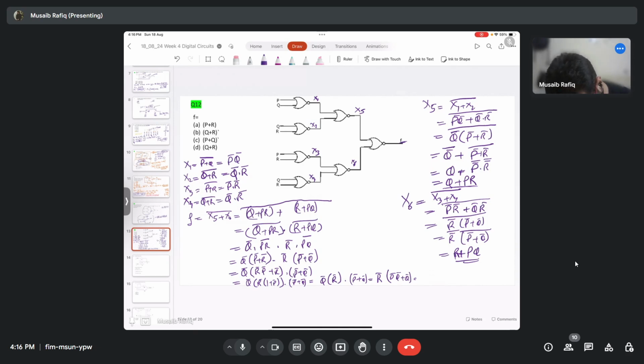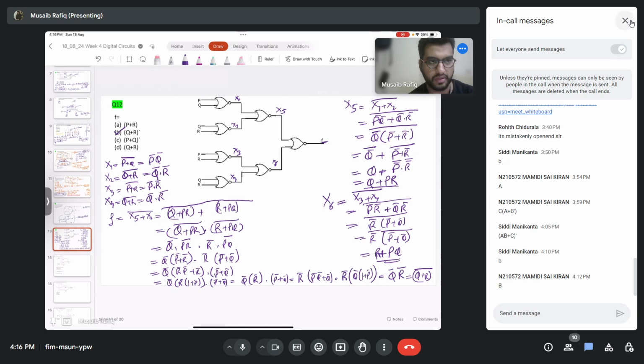So it will be r bar q bar (1 plus p bar). It will be q bar r bar, and ultimately it will be q bar r bar. If I use De Morgan's law, it will be (q plus r) whole bar. That is option B, as rightly written by a couple of students.